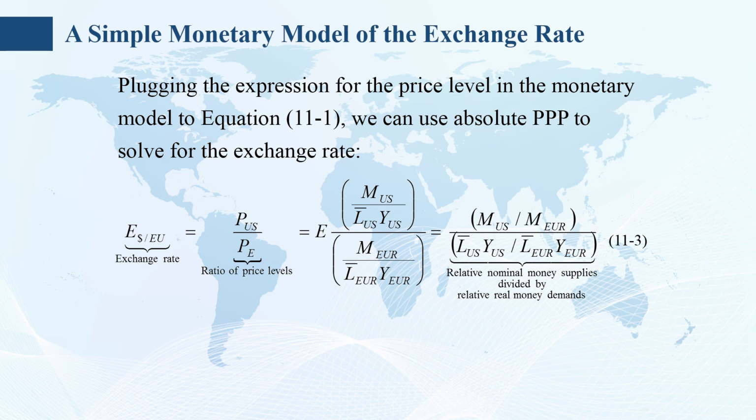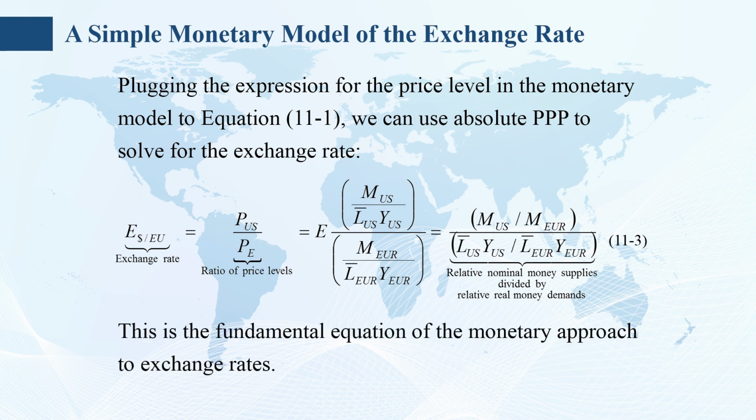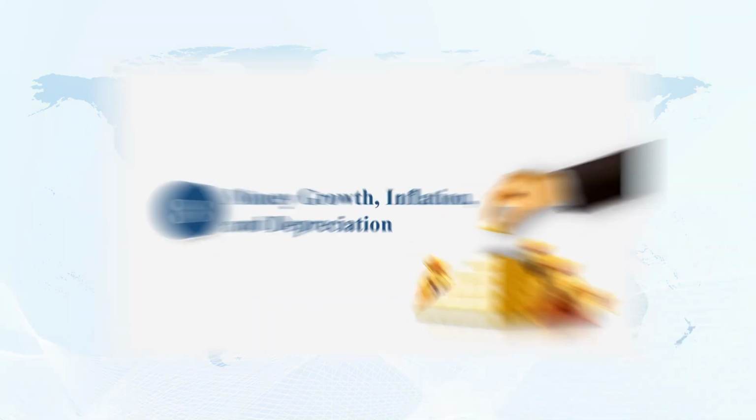Plugging the expression for the price level in the monetary model into equation 3.1, we can use absolute PPP to solve for the exchange rate. So the exchange rate is equal to the ratio of price levels, equal to relative nominal money supplies divided by relative real money demands. This is the fundamental equation of the monetary approach to exchange rates.